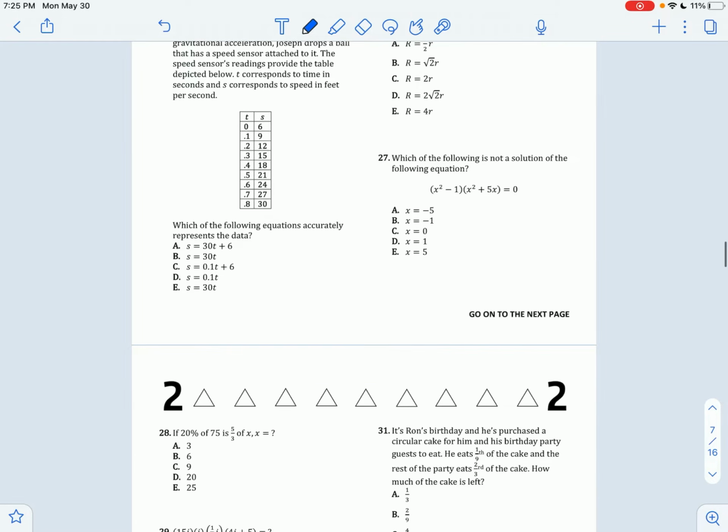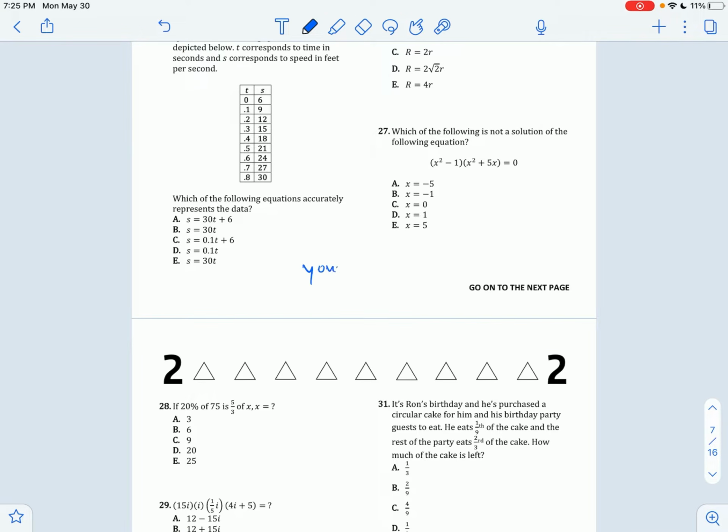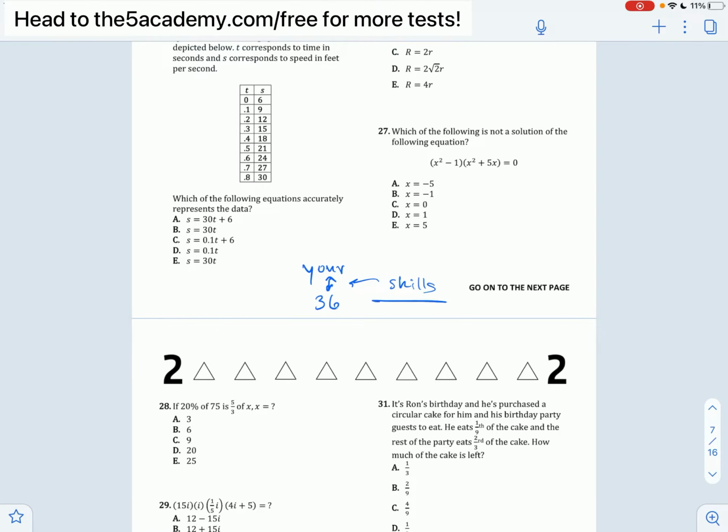And that'll help you learn from your mistakes. The key here is we want you to learn from your mistakes, because that's how you bridge the gap between your score and a 36, okay? We want to bridge that gap. Your score and your target score should be the same score. And the way you're going to do that is by filling in the gap, which is through skills, okay? You've got to learn skills. All right, that's what this video will help you with.